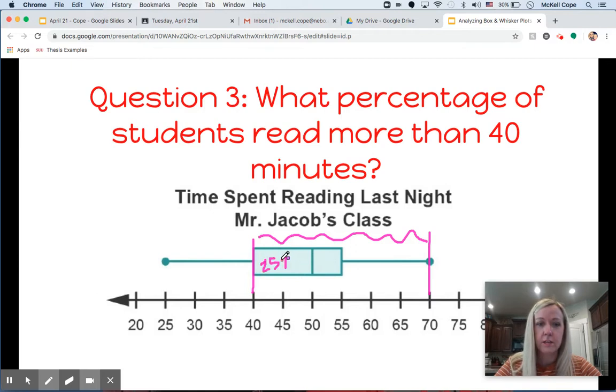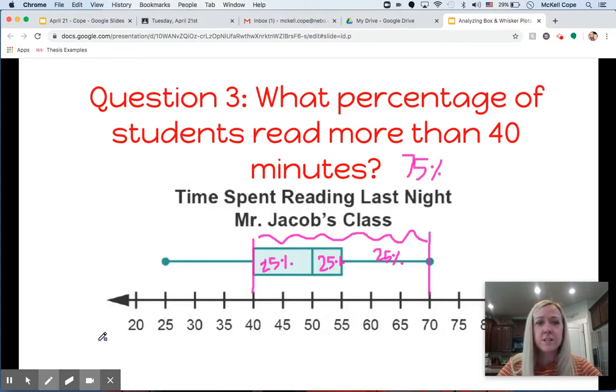And I really wish I didn't have to do this with my fingers, but it is what it is, kids. So here's another section that's 25%. And here's my last section that's also 25%. So when I add all those 25% together, what percentage do I get? 25, 50, 75. Just remember back to second grade when you were learning how to count money and how you were counting quarters. So we have 3 quarters, 25% each. That's 75%. So what percentage read more than 40 minutes? Well, that is 75%. You got it.